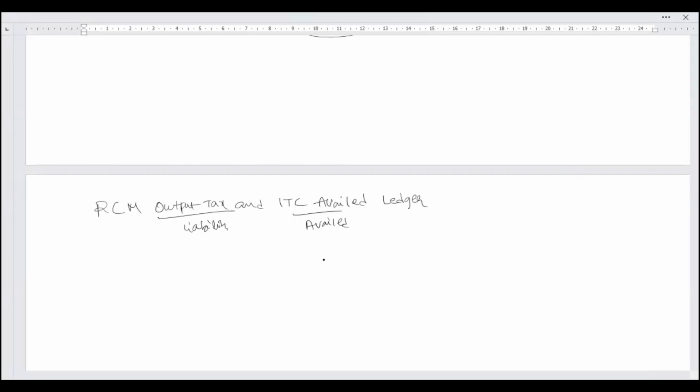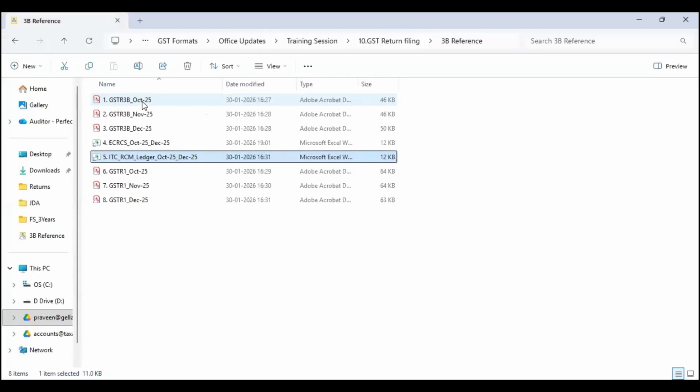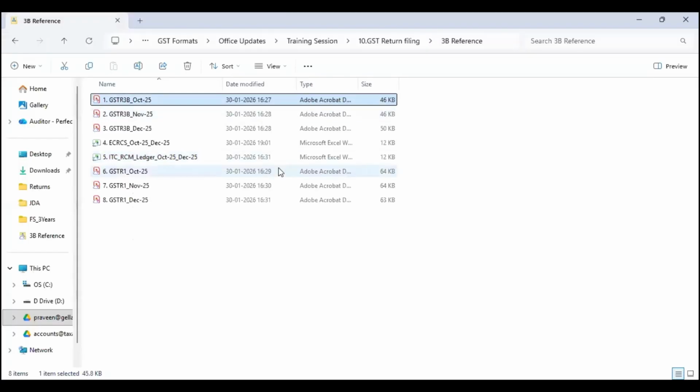What is the other ledger we discussed yesterday? We discussed ECRCS, IMS. Only these two ledgers, right? Only these two. So automation for reverse charge also they have brought into the picture. So here I'll show you GSTR-3B. GSTR-3B, let us take a particular month.